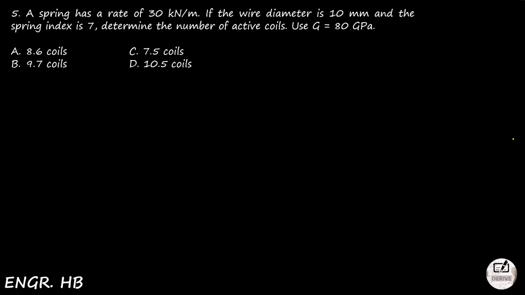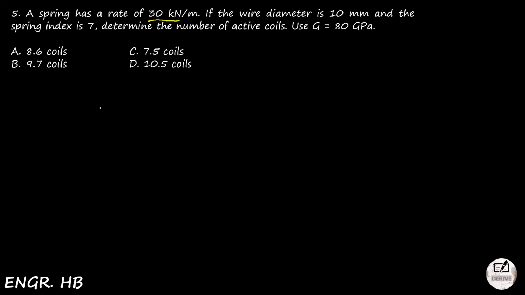So 5 naman, sa 5. A spring has a rate of 30 kilonewtons per meter. If the wire diameter is 10 mm and the spring index is 7, determine the number of active coils. Use rigidity 80 gigapascal. So, ito may bago na namang introduce.